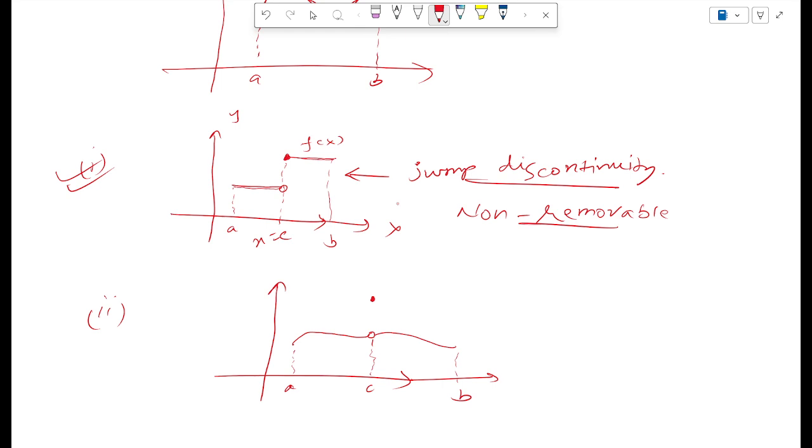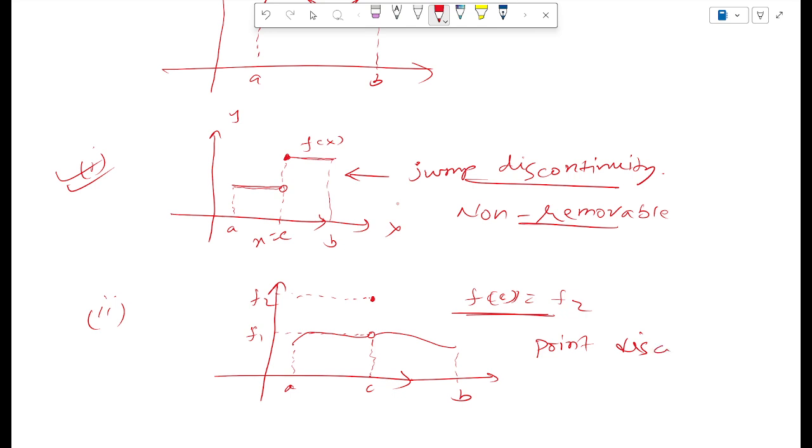Suppose just beside c, just close to c, the function is at f1, and this closed bubble point is at f2. Then at x equal to c, the function is defined as f(c) equal to f2, and anything in the neighborhood of c, the function is defined as f1. So you can see this is called point discontinuity.